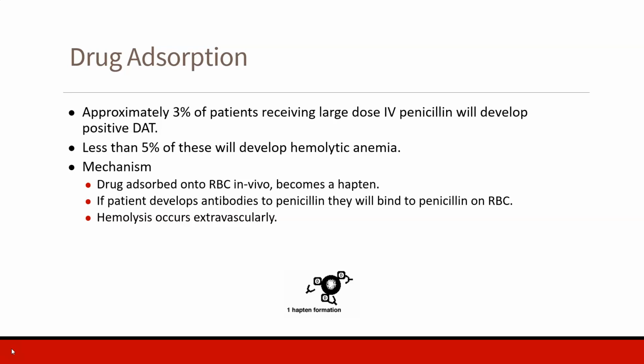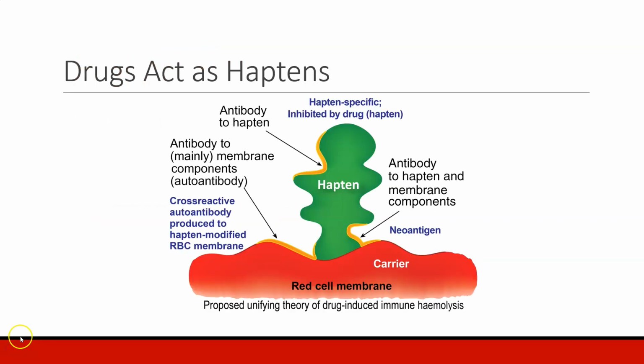So anything that's recognized as foreign by the body is pulled out and destroyed. Extravascularly means that it happens outside the circulatory system. This graphic illustrates the red cell, which is the carrier. We see the hapten in green, which is the drug that is attached to the surface of the red cell. And then you see yellow, which is the antibody. And again, complement activates, hemolysis occurs.